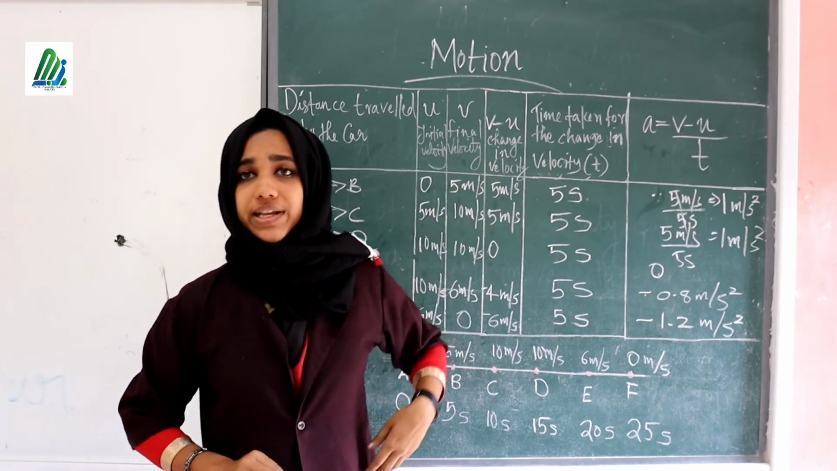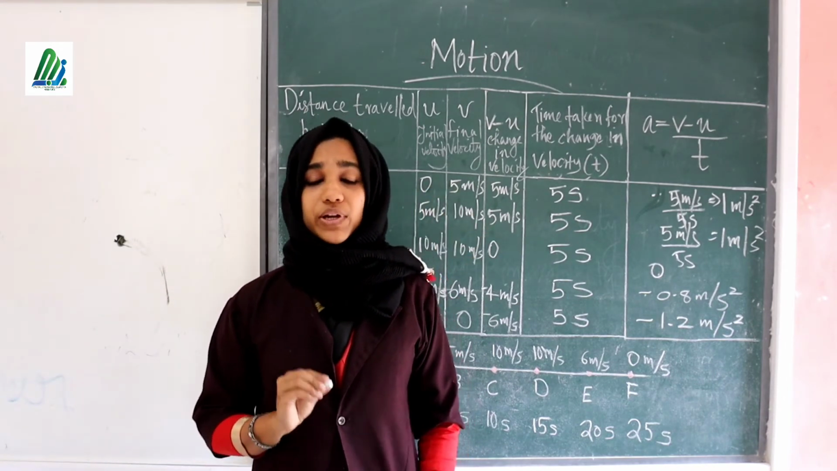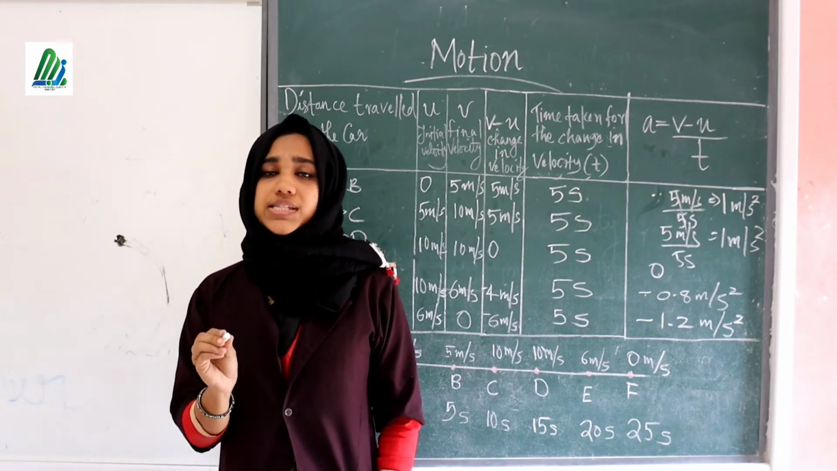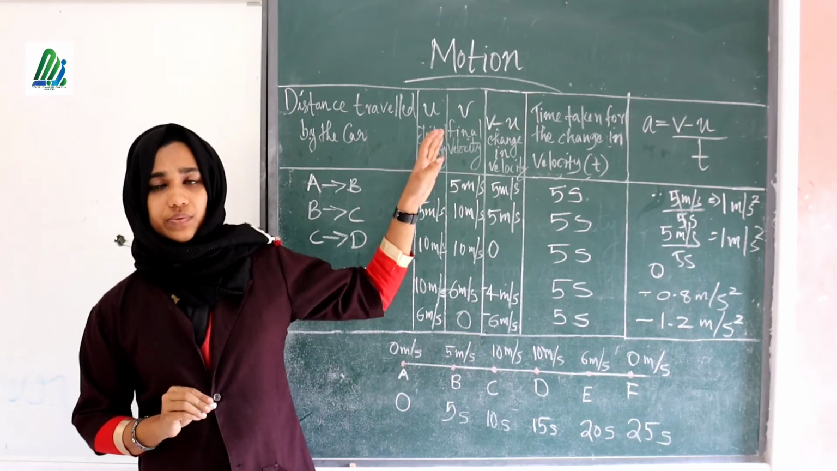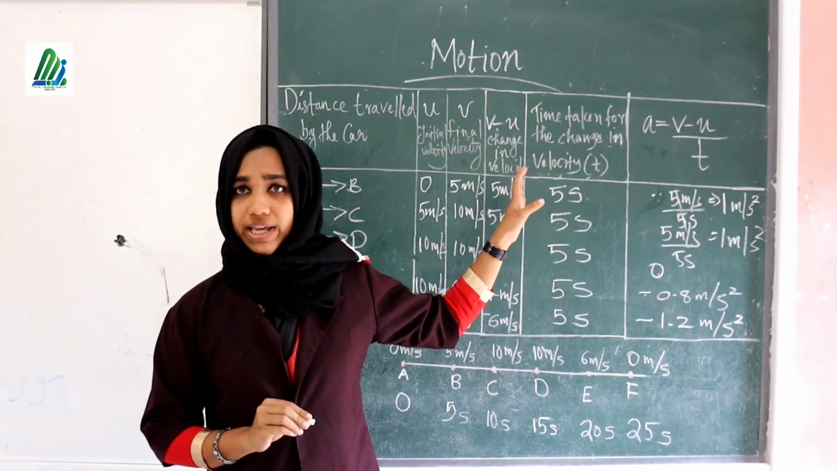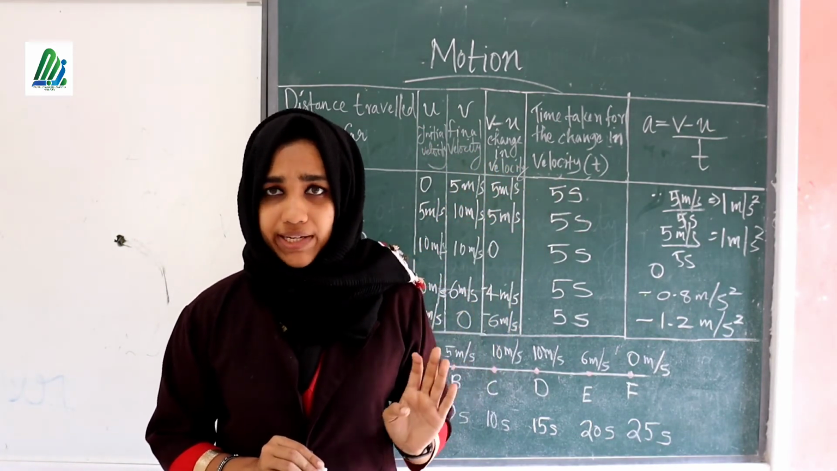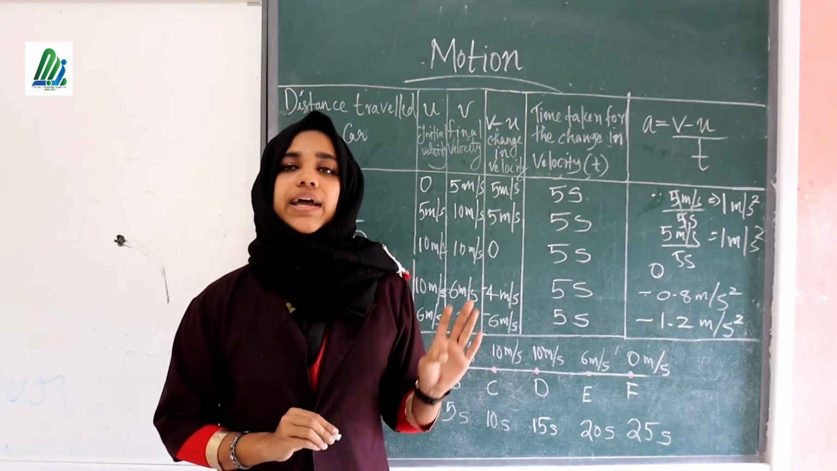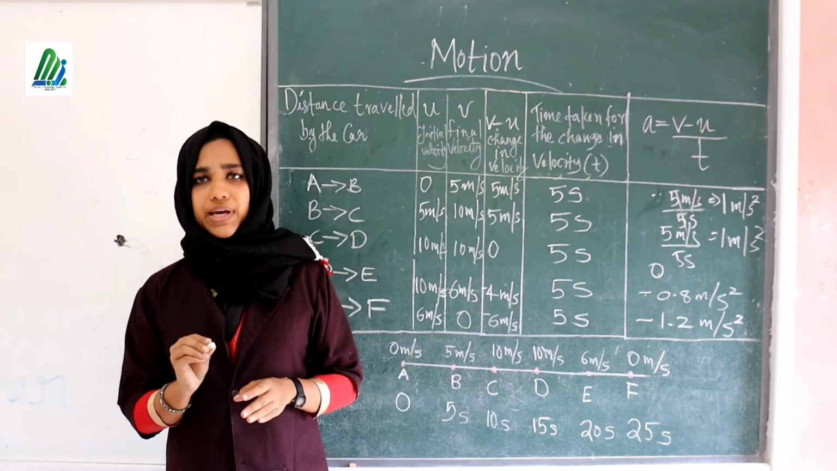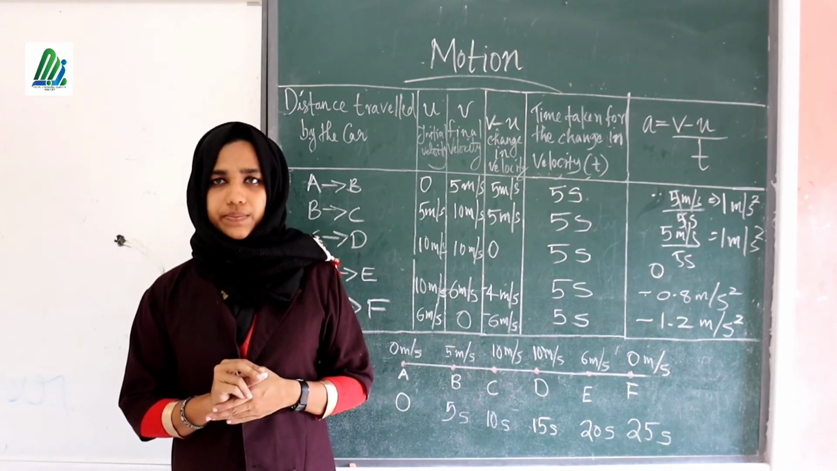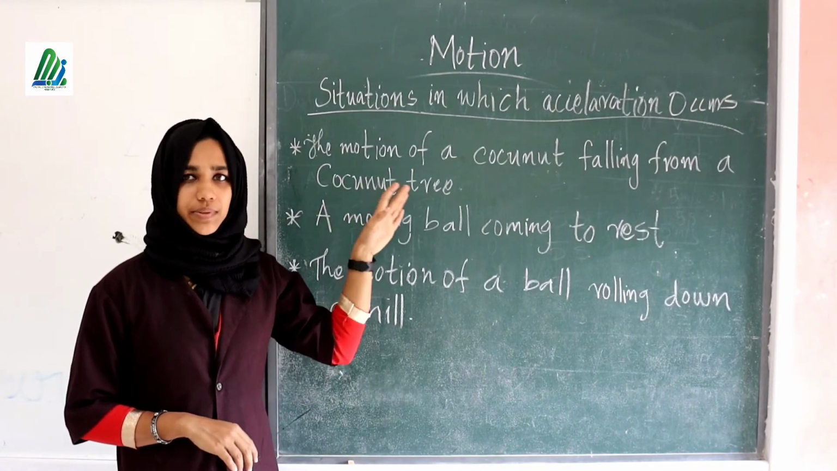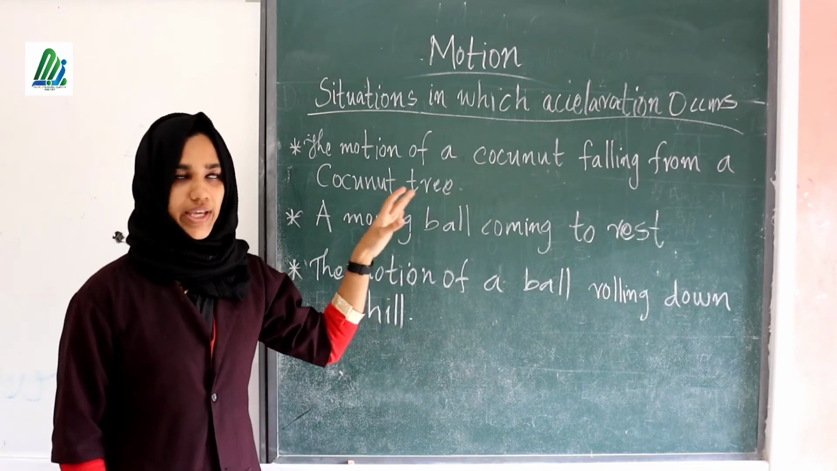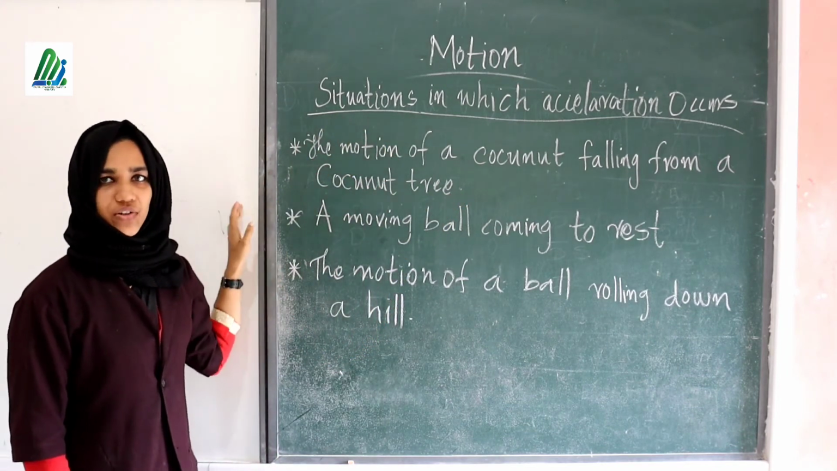So from this we studied about acceleration. What do you mean by acceleration? Acceleration is the rate of change of velocity. We have an equation for finding the acceleration: a is equal to v minus u by t. And the unit of acceleration is meter per second square. Here you can see some situations in which acceleration occurs.